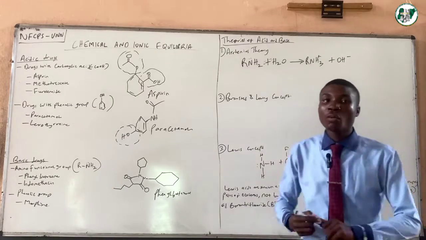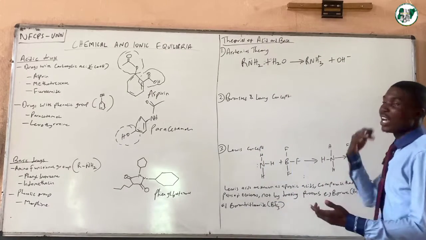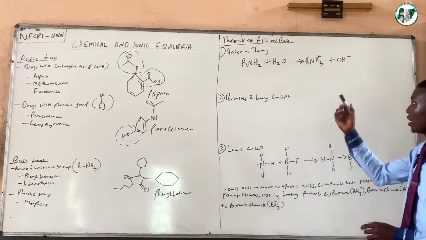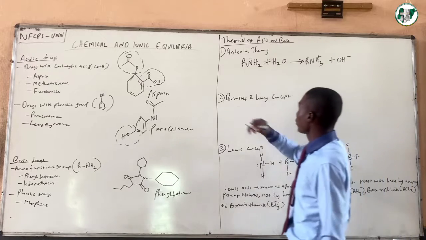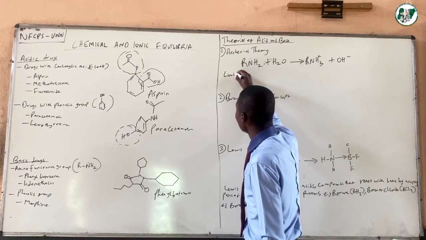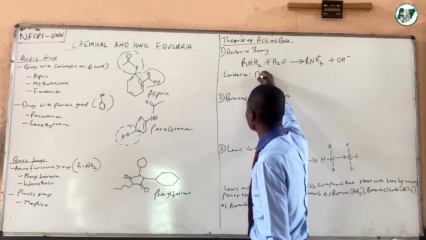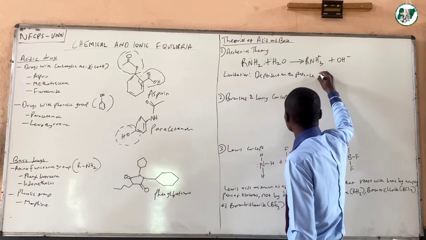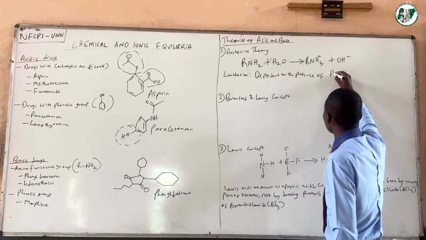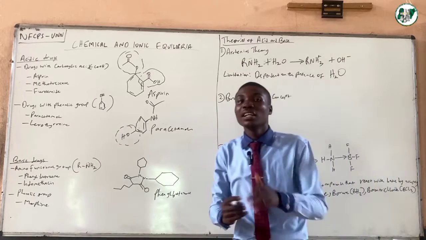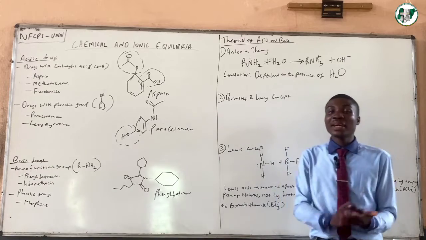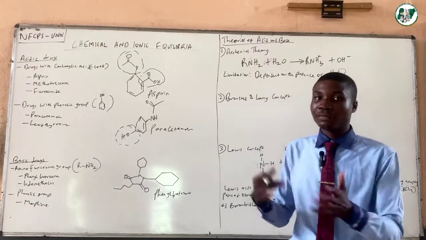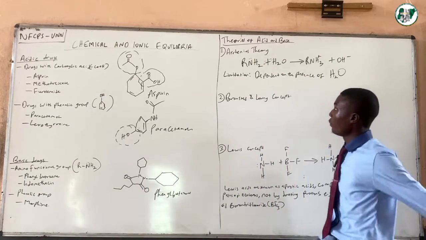Same thing when you talk about the acidic aspect of it. Any substance that dissolves in water to release protons or hydrogen is referred to as an acid in terms of Arrhenius theory. But this particular theory has a limitation. And what is the limitation? It is dependent on the presence of water. For you to define acid and base under Arrhenius theory, you need water. It means that in the absence of water, you can't define an acid or a base in terms of Arrhenius theory.